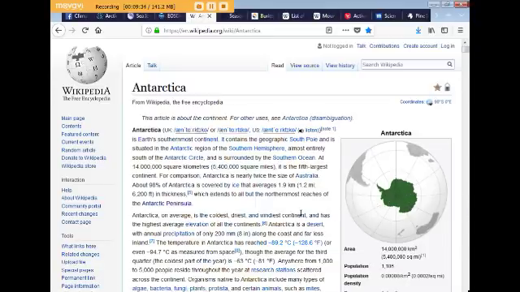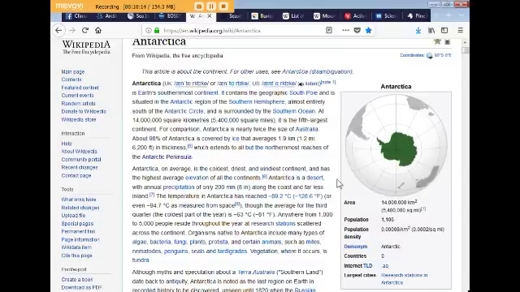that, like what we saw, Antarctica is Earth's southernmost continent. It contains the geographic South Pole and is situated in the Antarctic region of the southern hemisphere, almost entirely south of the Antarctic Circle, and is surrounded by the Southern Ocean. At 14 million square kilometers, or 5,400,000 square miles, it is the fifth largest continent. For comparison, Antarctica is nearly twice the size of Australia.